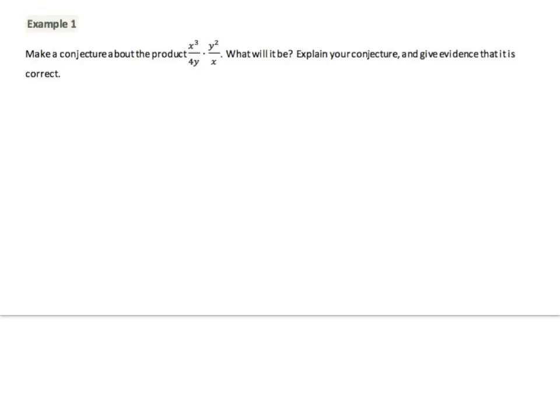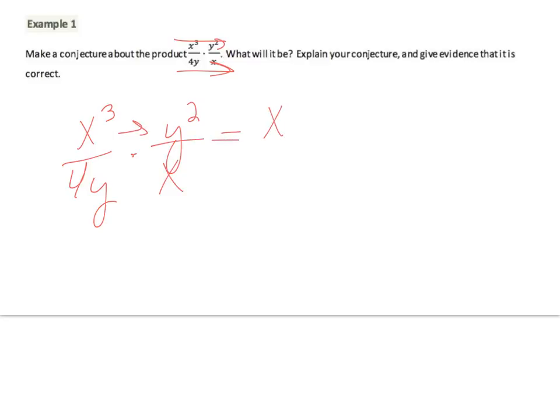We're going to do it the hard way first. Let's go ahead and multiply across the top and across the bottom. We have x cubed over 4y times y squared over x. Multiply across: x cubed y squared over 4xy. Okay, notice I did write x first. You certainly don't have to, but I'm just so used to writing my letters in some kind of alphabetical order.